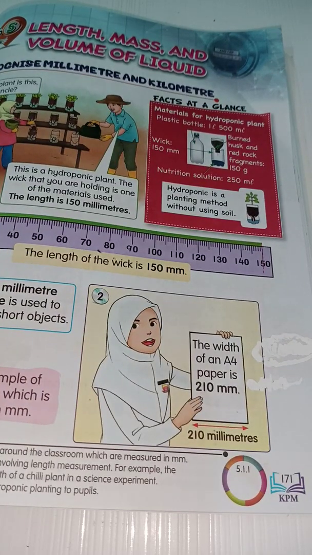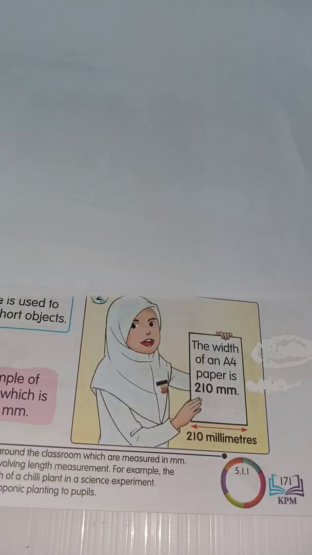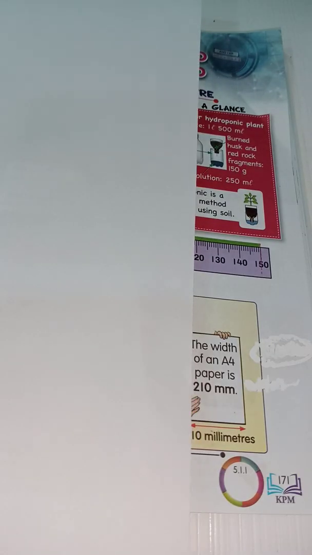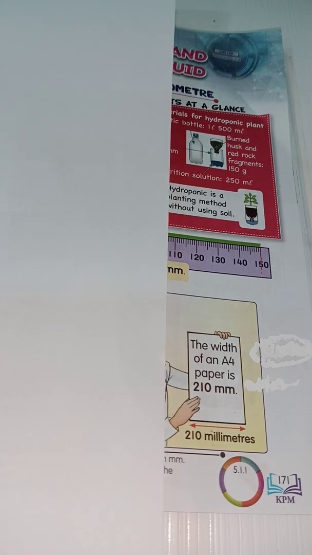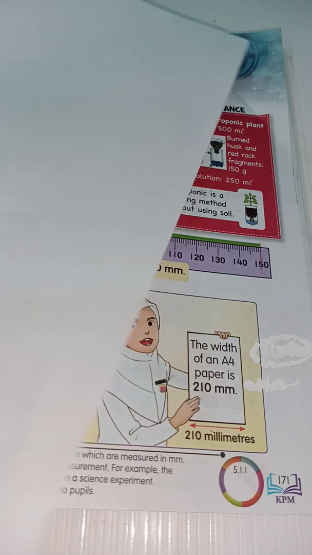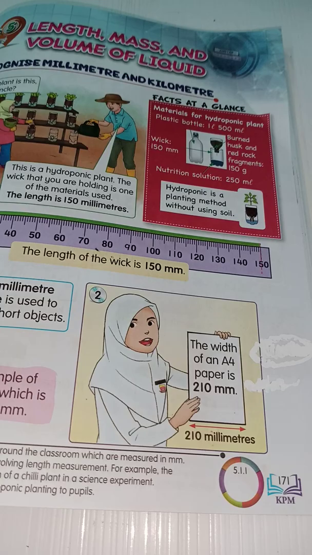The width of an A4 paper is 210 mm. Okay, this is an A4 paper. Normally, the length is 210 mm. Normally we use 21 cm also can. So smaller.